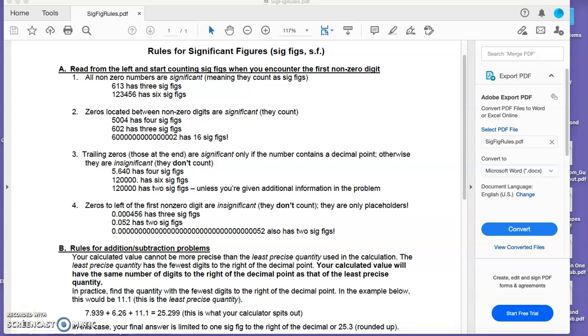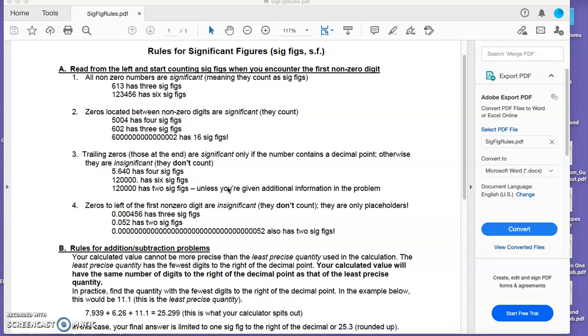Okay, today we're going to look at counting significant figures, and really we're just going to worry about part A of this document. So let's start with how to count sig figs.